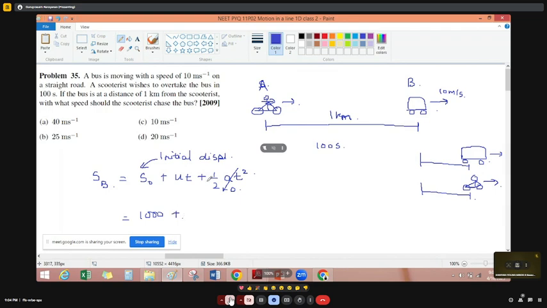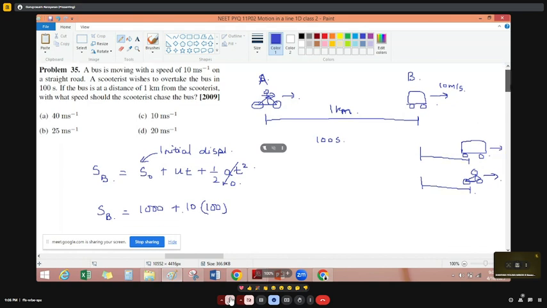Plus ut, where initial velocity is 10 meters per second. He wants to overtake in 100 seconds. So after 100 seconds, the bus would have gone this much distance. So that is my SB from this point. Do the same thing for SA.